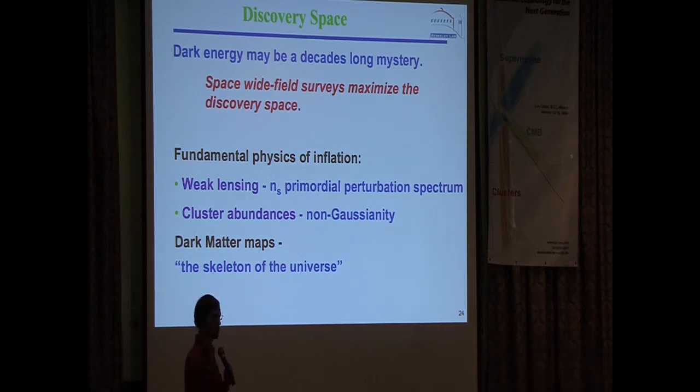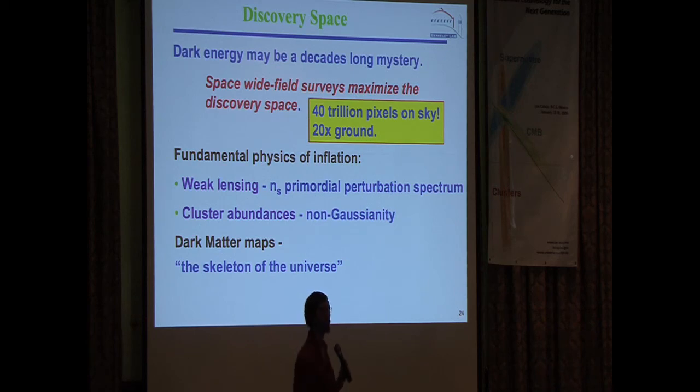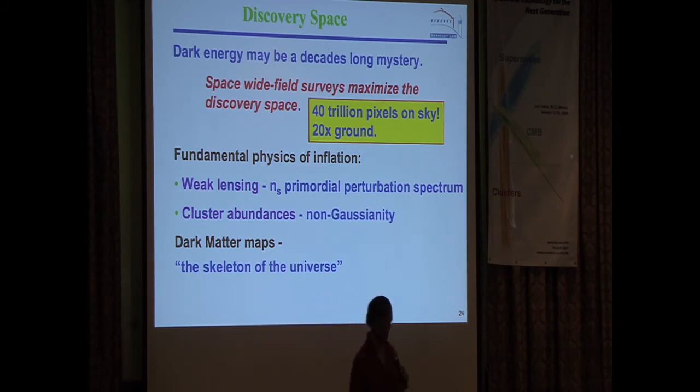For example, the tilt of the primordial power spectrum with the same observations you use for dark energy. You can probe non-Gaussianity through cluster abundances. You get maps of the dark matter in the universe through weak lensing, for example. And again, space has this enormous advantage in that you have much finer resolution and you can extend into the near infrared in such a way that you can actually get 40 trillion color resolution elements on the sky. That's a lot of data that you can play with even if you don't care at all about dark energy. And that's 20 times more than you can actually get from the next generation ground experiments.